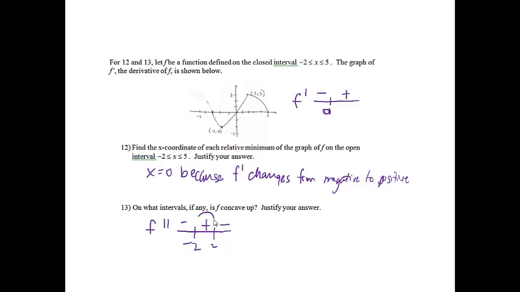And then I would simply like to know where f is concave up. So it is concave up between -2 and 2. And that is because f double prime is positive.